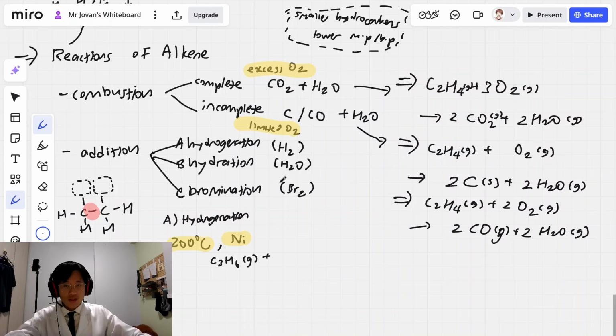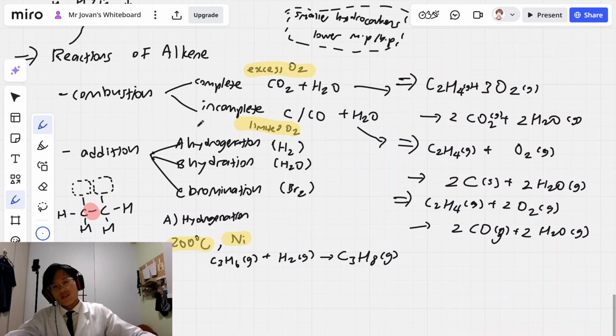Hydrogenation, like we said, adds H2 gas. So I'm literally just going to write add H2 gas. What do we get? Just add it up. C3H8, gas. Same thing: small hydrocarbon, low melting and boiling point. At this temperature, it's going to be a gas because it evaporates. So good, we already have our first one, hydrogenation.